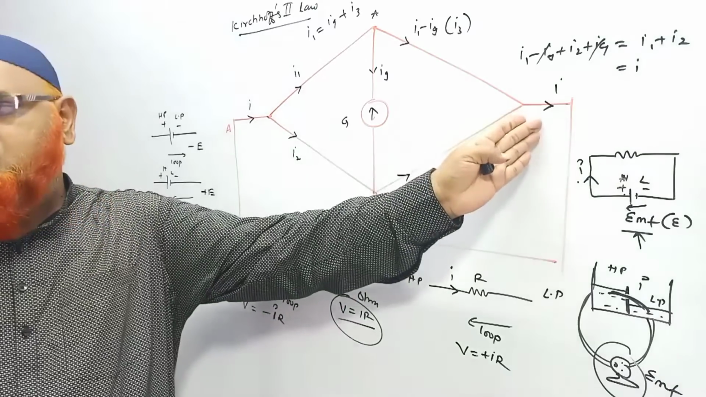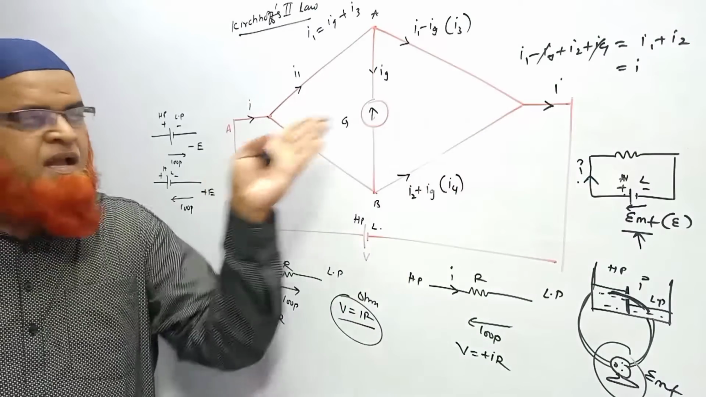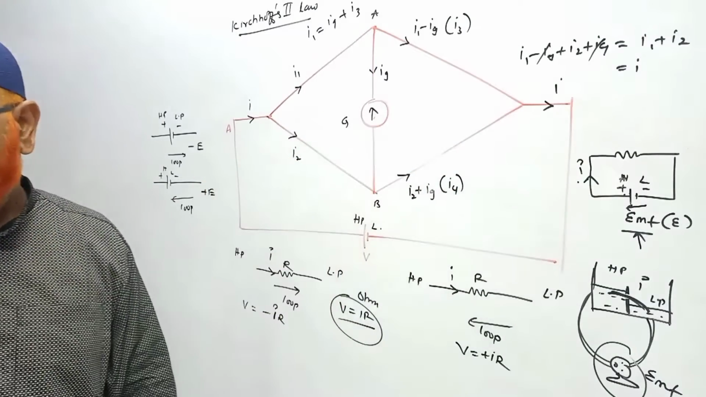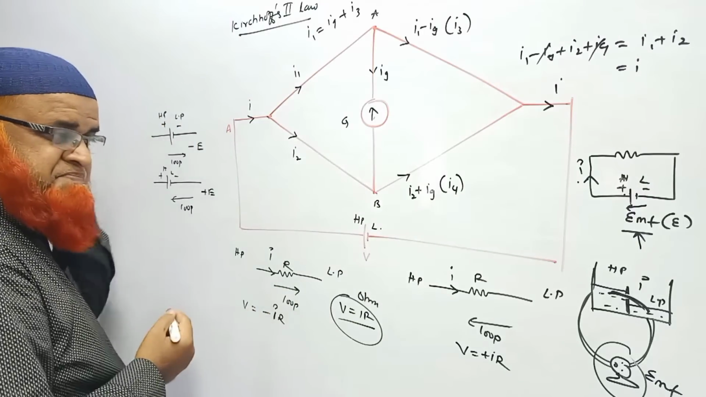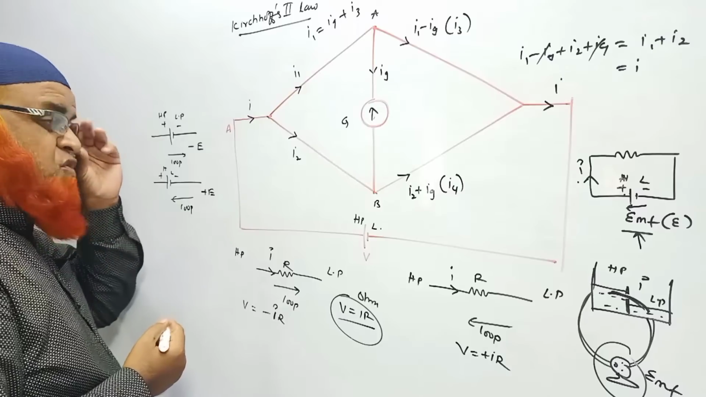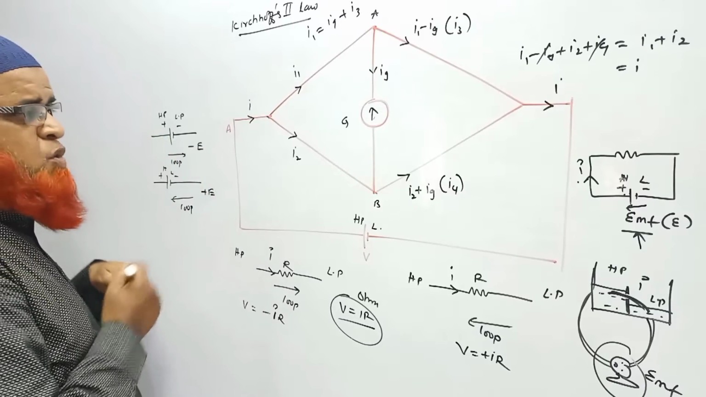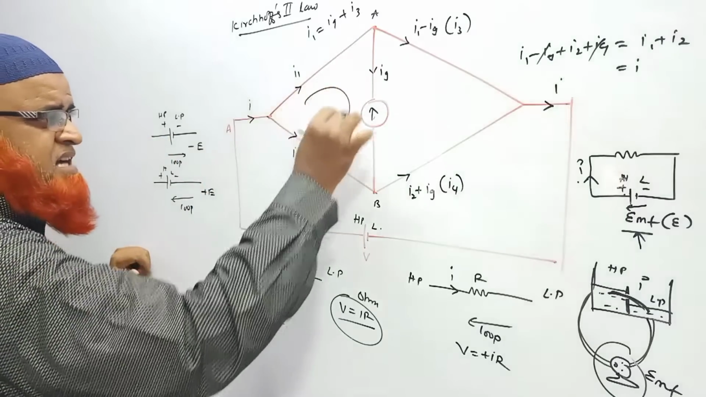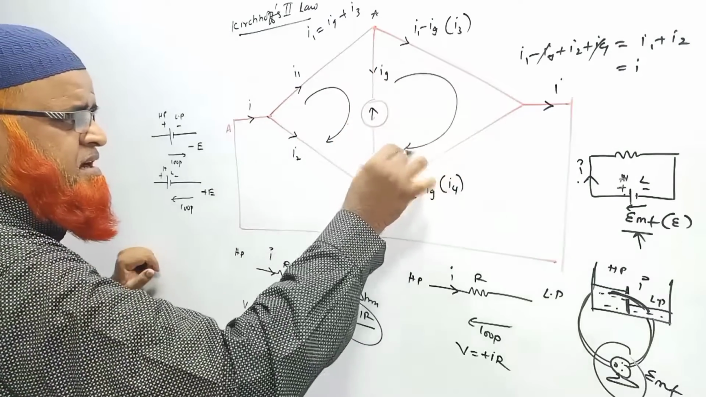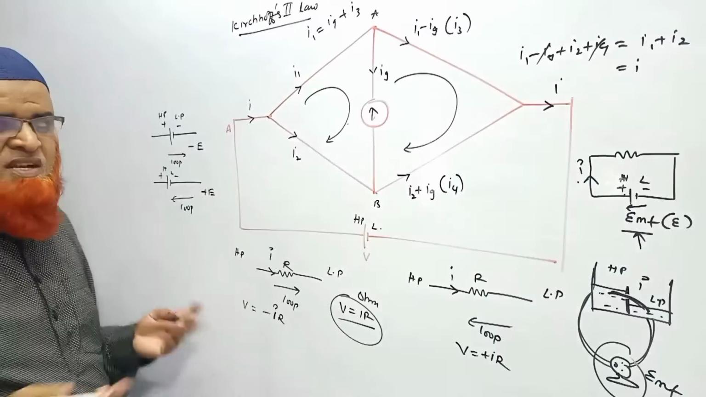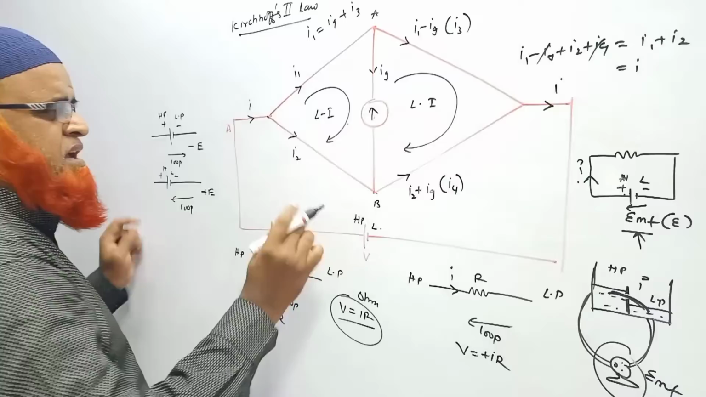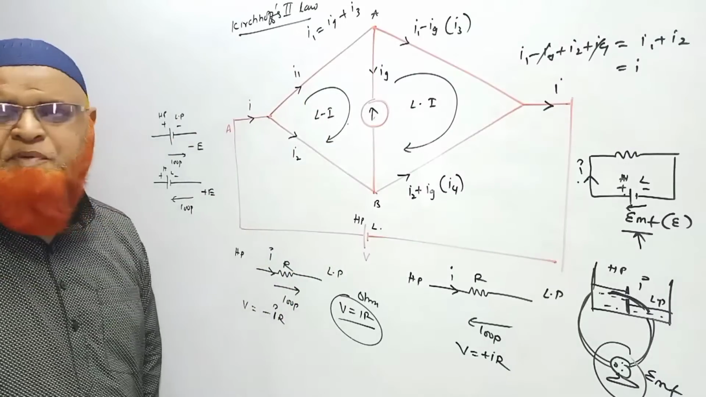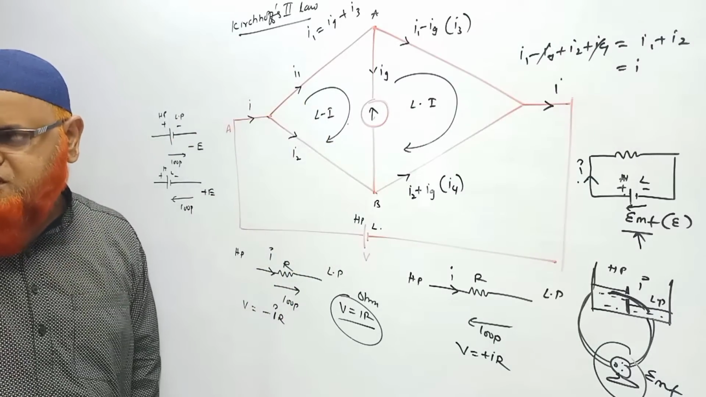I is coming out, I is entering, I is only coming out. Isn't it? That's it. So what is going to happen now? Here, you have to consider the loop now. You can consider the loop either in a clockwise direction or anti-clockwise direction. This is called loop 1. This is loop 2. You have to consider the loops like this to solve the equations.